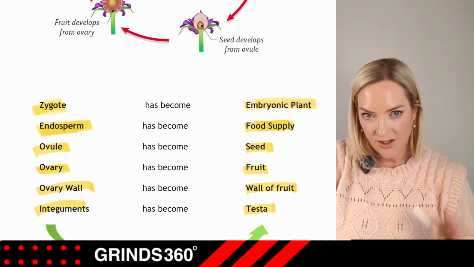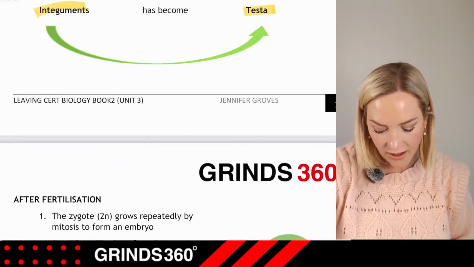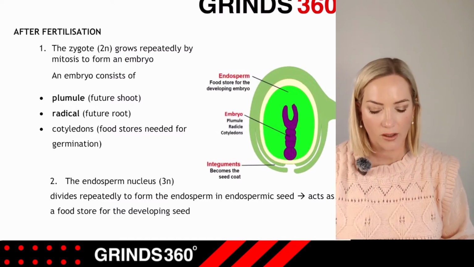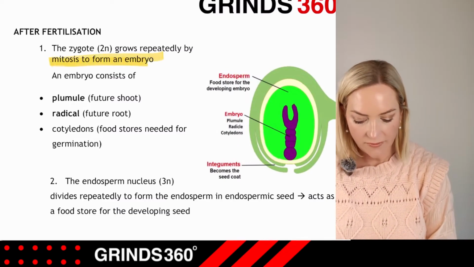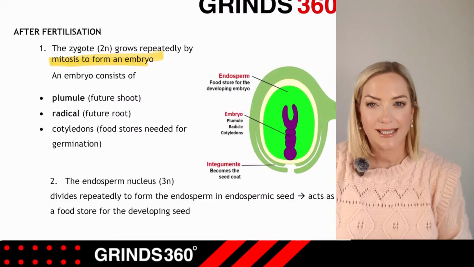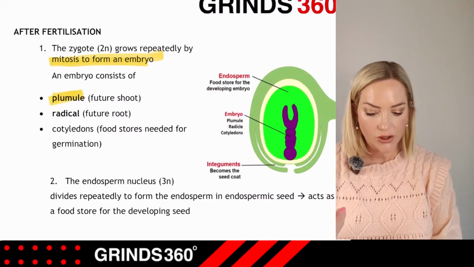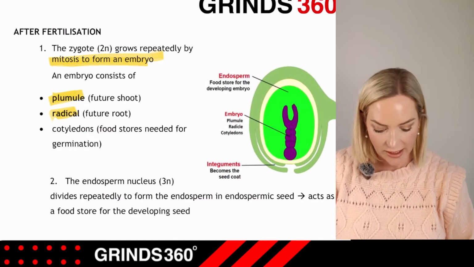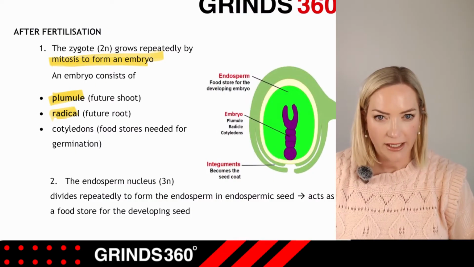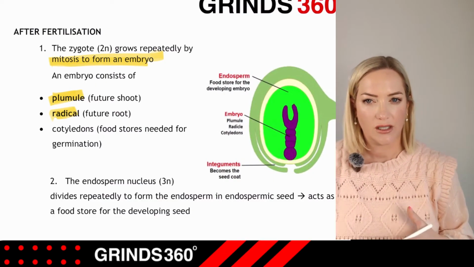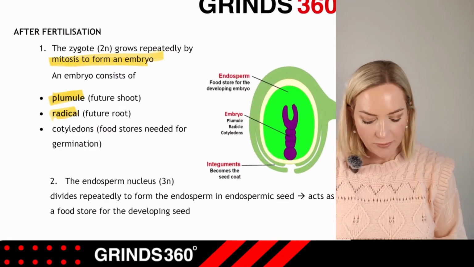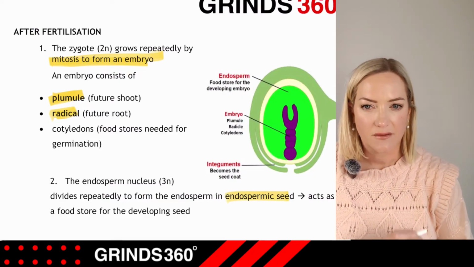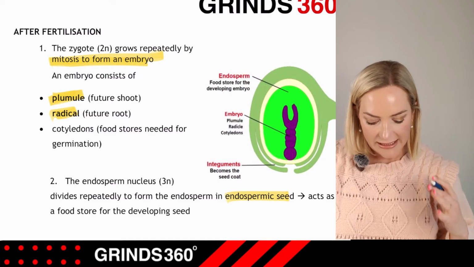So after fertilization, we're going to look at that now. Our diploid zygote grows repeatedly by mitosis, and it'll form the embryo. So your embryo consists of your plumule, which is your future shoot, your radicle, which is your future root, and the cotyledons as well. Here's my embryo in the purple. Your cotyledons are your food stores for germination. Your triploid endosperm will repeatedly divide to form the endospermic seed. So this is going to act as the food store for the developing seed.